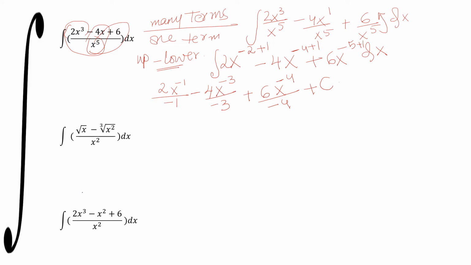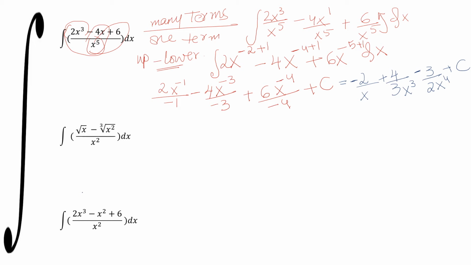Now simplify it and write your answer. So 2 divided by negative 1 gives you negative 2. x has a negative power, so again bring it down and make it a positive power, so x to the power 1. Negative 4 divided by negative 3 gives you 4 over 3. Bring the x power negative 3 down to make it positive, x cubed. Plus 6 divided by negative 4 gives you minus 3 over 2. Bring the power down to make it x to the power 4, a positive power. And that is your answer.